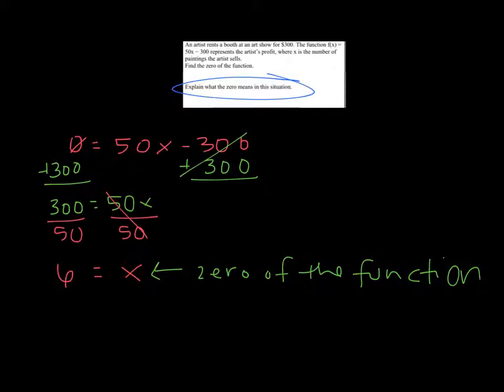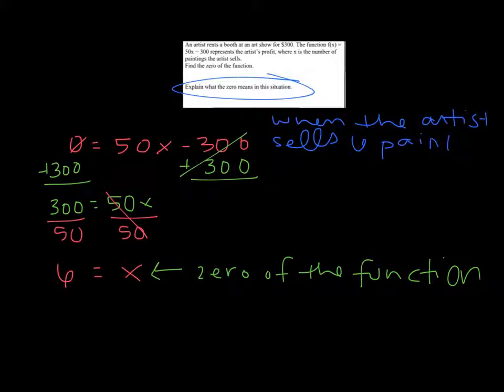So the zero of this function means that when the artist sells 6 paintings, they break even. And remember, that means they haven't made or lost any money. So in reality, what we really hope to understand by this is that the artist really needs to sell more than 6 paintings in order to actually get a profit or make some money. Okay?